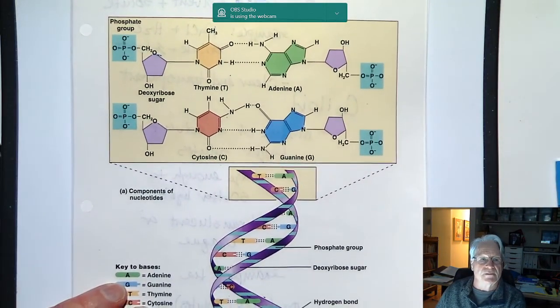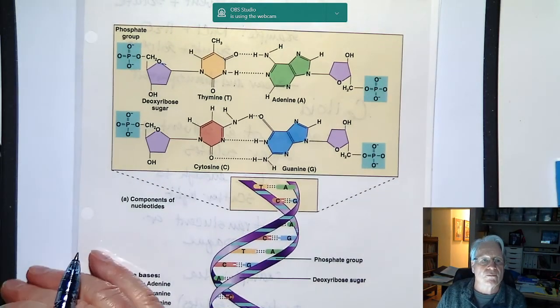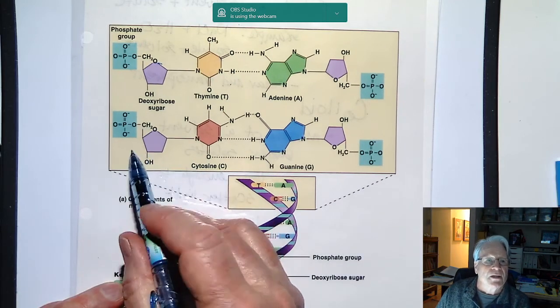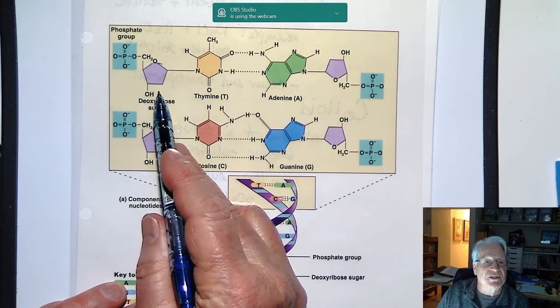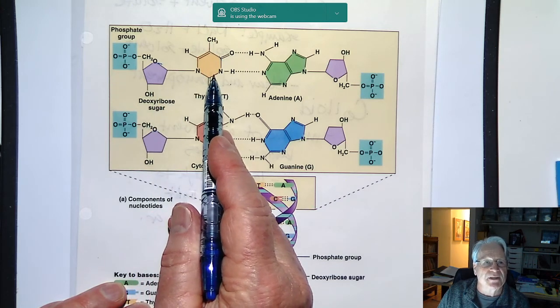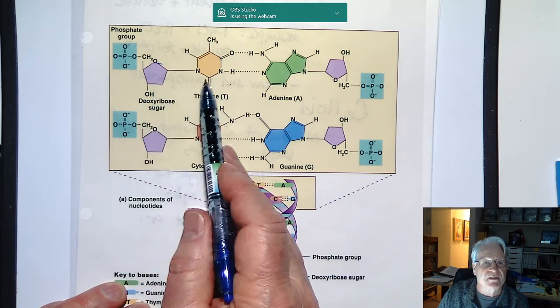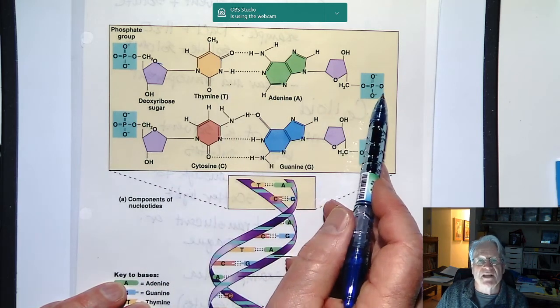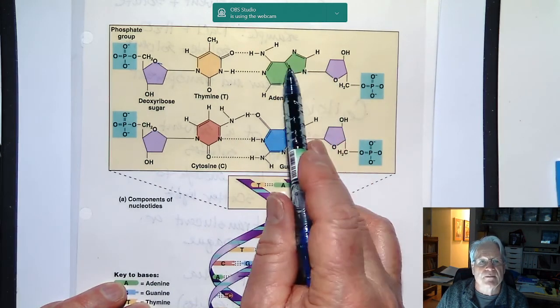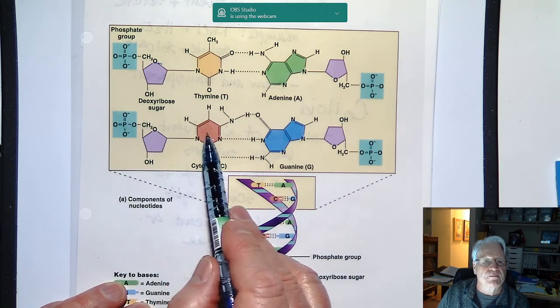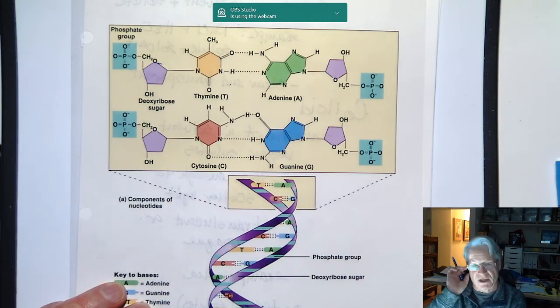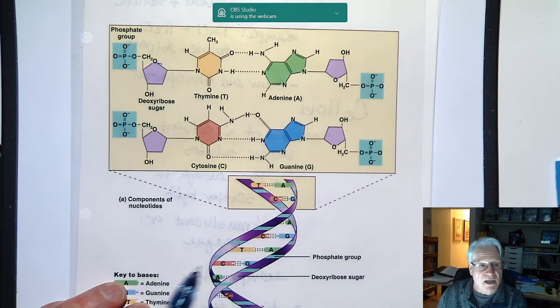So here's my phosphate group. There's my sugar, and there's my base, and that is a nucleic acid. Okay. Phosphate group, sugar, base. Phosphate group, sugar, base, so on and so forth. And that's all we need to know.